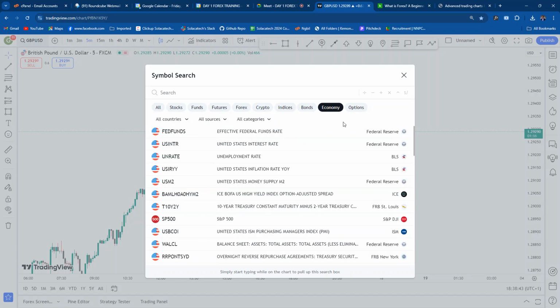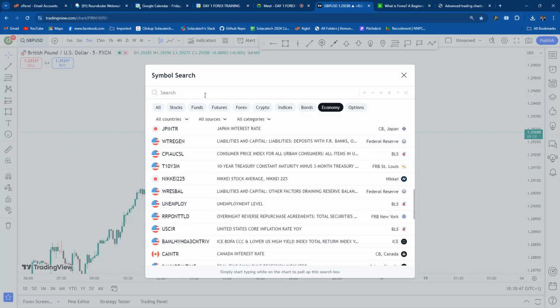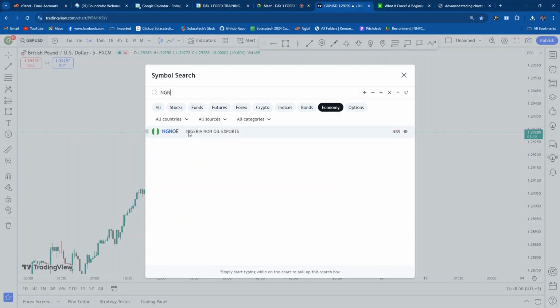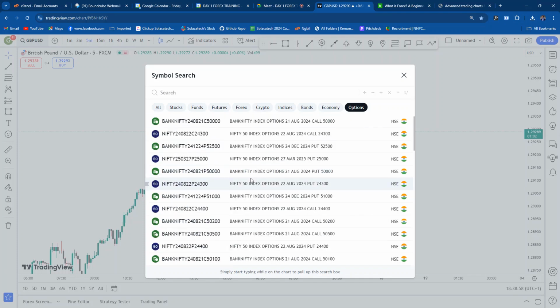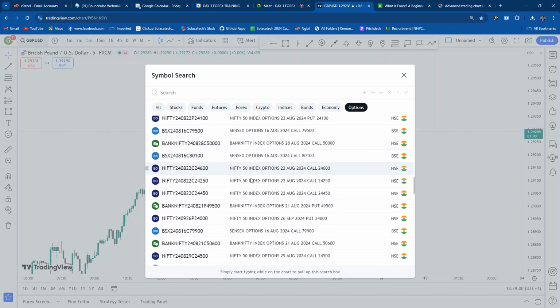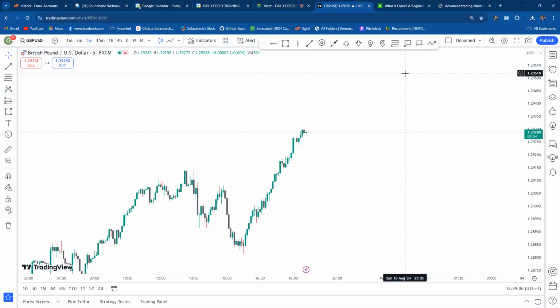So this is economy. People actually trade the economy. I don't think the Nigerian economy is here, but there are people who do it. They specialize in it. You can see the oil exports. People actually invest in it in the markets. People do option trading. These are bank driven, when banks want to sell some shares. So that's that.